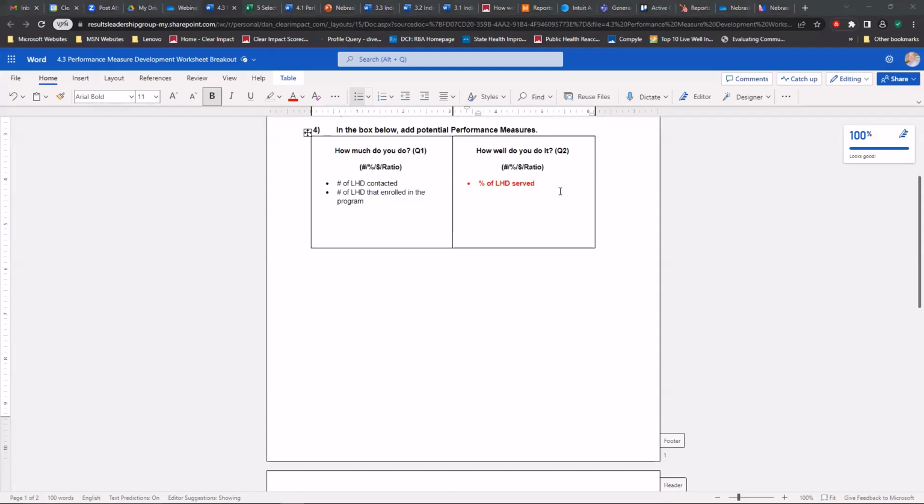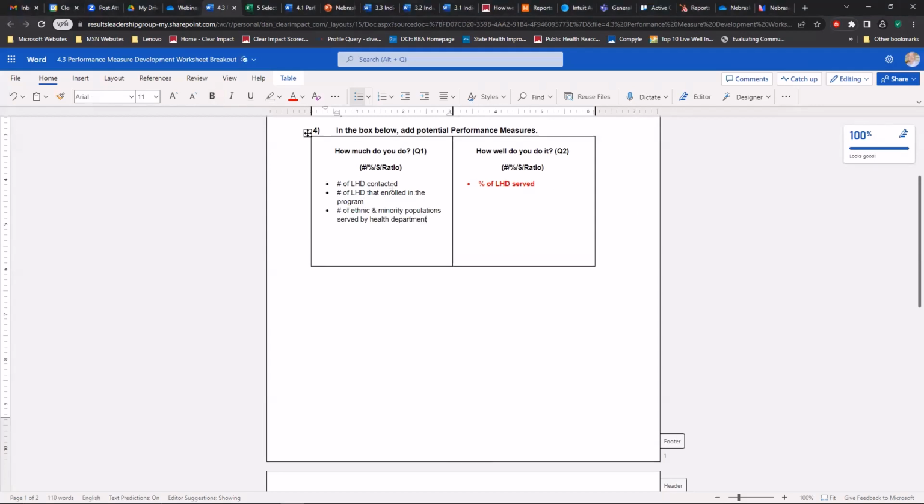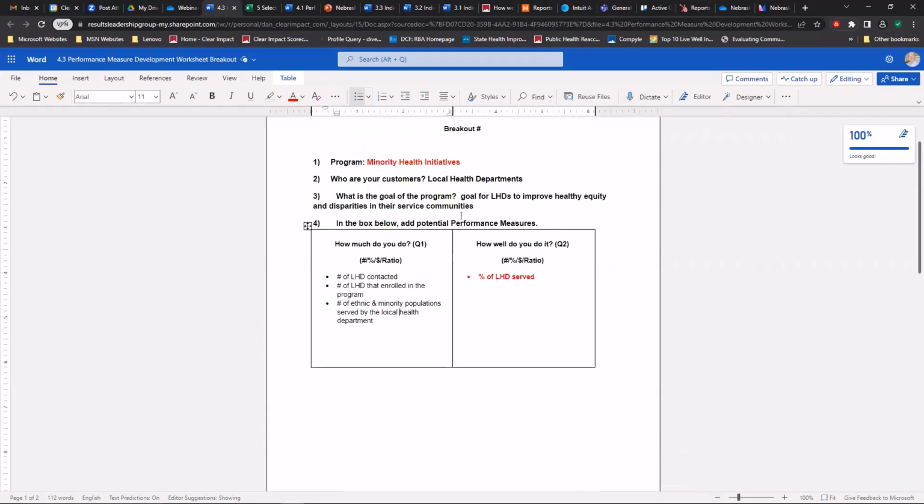And that could either be here, or it could be in how well we do it. But this is the number of ethnic and minority populations served by the local health departments. What you would want to do is track the individual ones, and then aggregate that up in the scorecard to see how many collectively are serving ethnic and minority populations. So that's a quick example, and this is a good way to think about it.